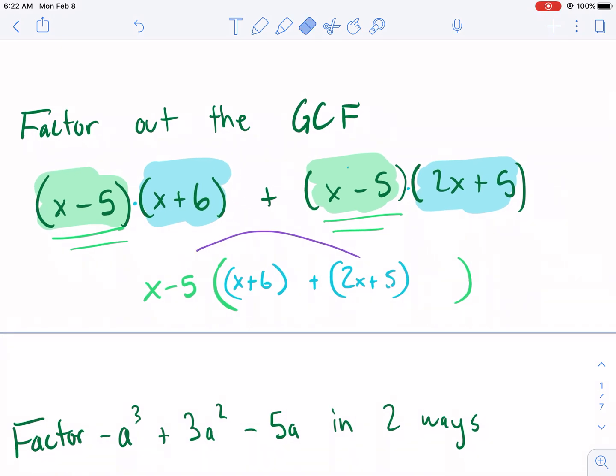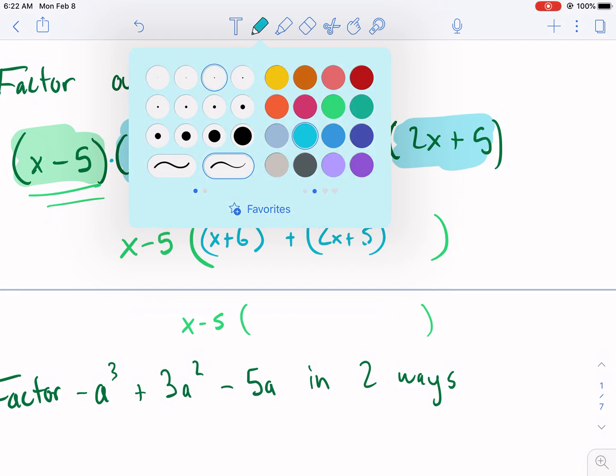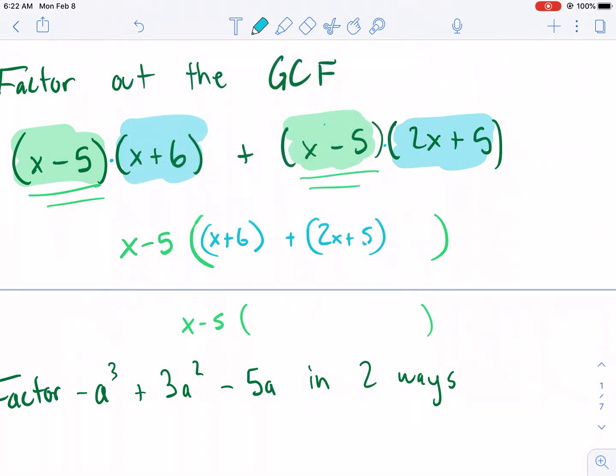Now we just need to simplify the parentheses. So we're going to leave the x minus 5 out in front, and then in parentheses, we're going to combine like terms. Because when there's nothing left to combine, essentially we can just drop the parentheses. And we're going to have 3x plus 11.